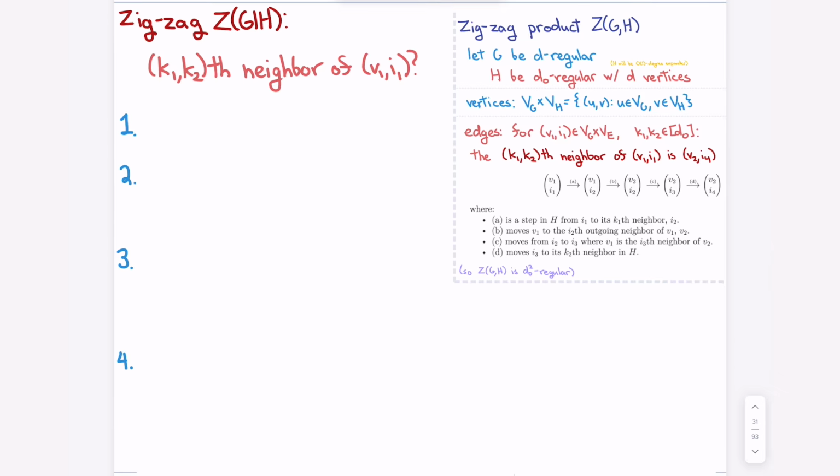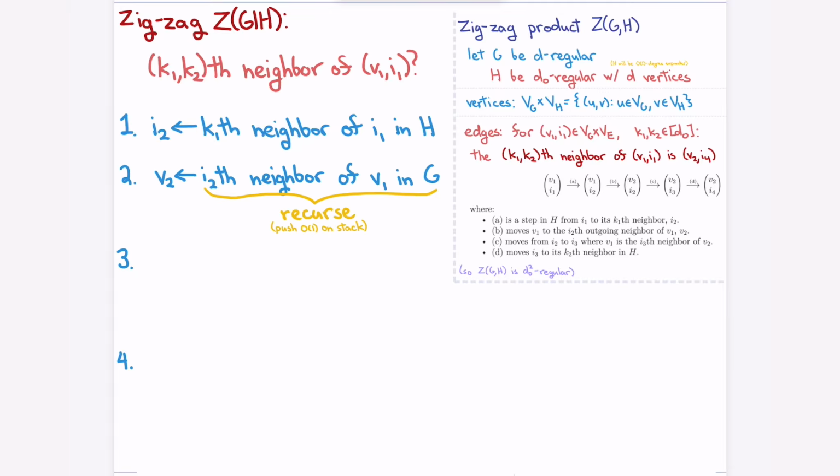And the zigzag is something similar, right? Okay, zigzag is some crazy thing, but all I need to do is be able to simulate a step. So if I want to figure out the K1, K2th neighbor of some particular vertex in the graph, we just say, okay, I first figure out how to move in H. That's easy, everything's a constant. I don't have to recurse for that. But then I use I2 to figure out a certain neighbor of V.